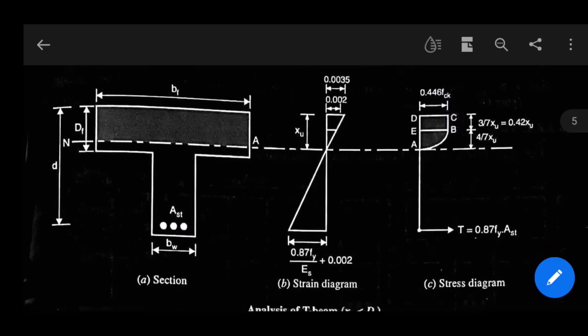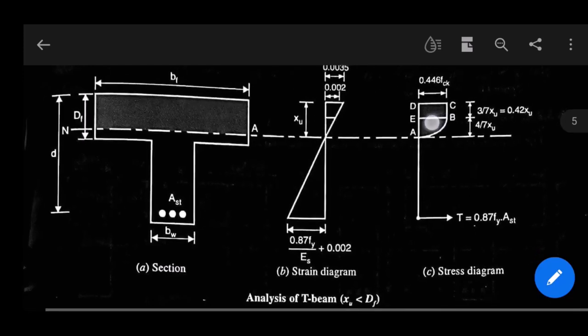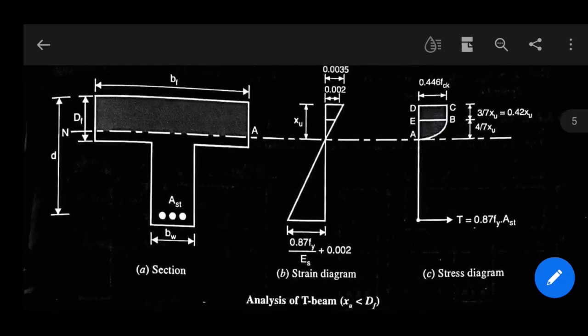As you see in the figure, the leftmost portion is the section, figure B is the strain diagram, and figure C is the stress diagram or stress block. Now, in the analysis of the T beam, in the first case, XU is less than DF. That means the neutral axis lies in the flange section.